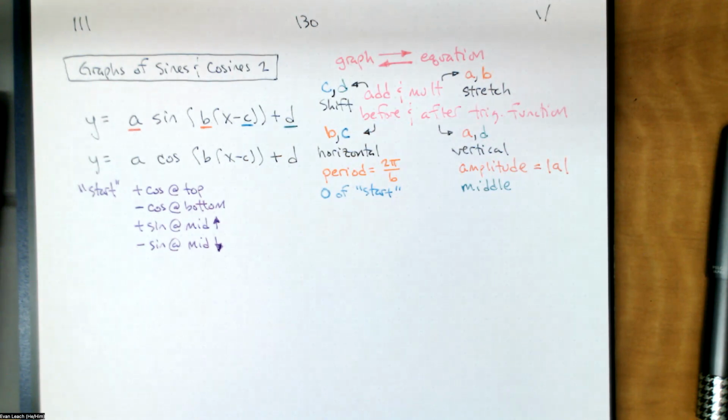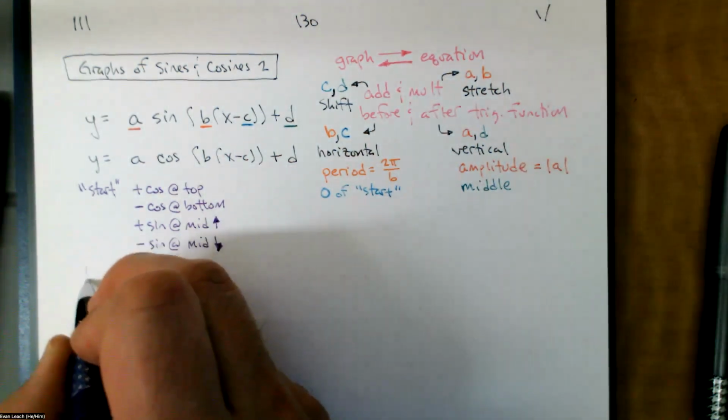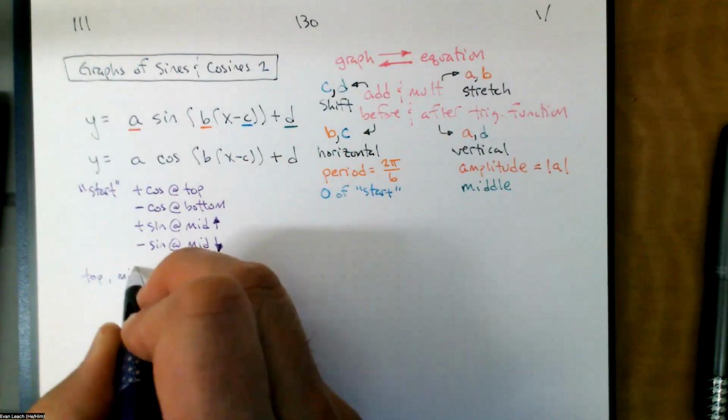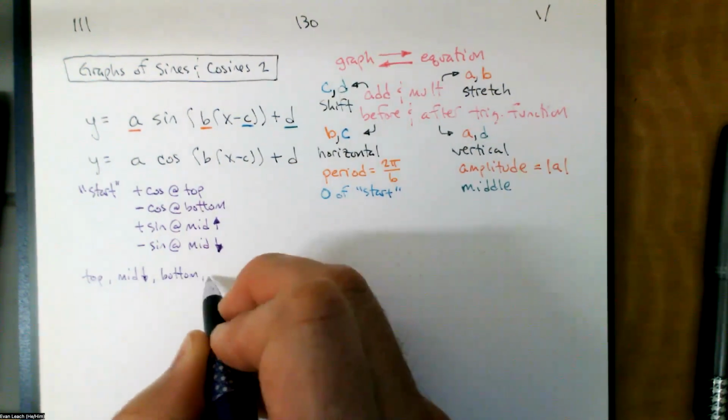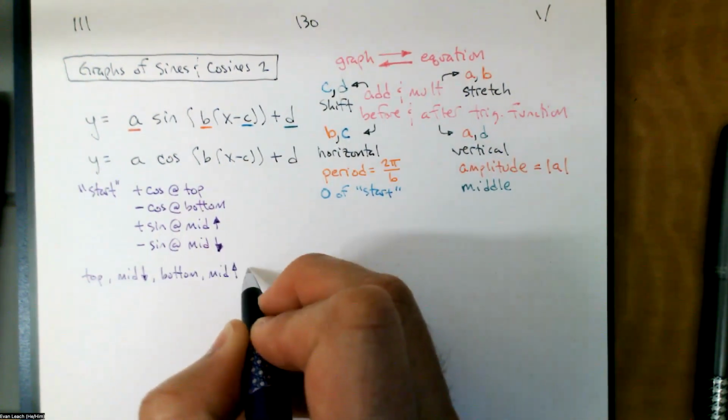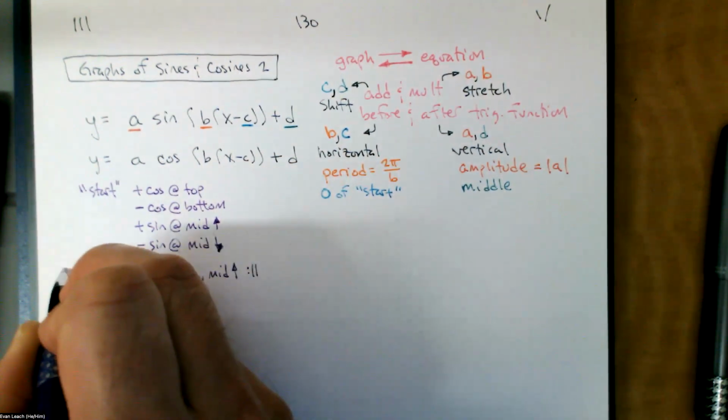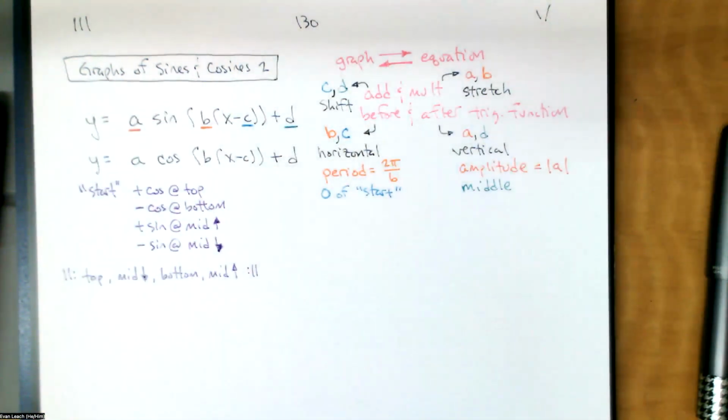So the things that we're going to want to figure out are the amplitude and where the middle is, that's the vertical stuff. Once we have the amplitude and the middle, that'll tell us where the top and the bottom are going to be. We're also going to want to calculate the period and then figure out where we're going to start, what the zero value of the start is and what the point of the start is. Remember that the sequence of starting points is top, the middle going down, then the bottom, and then the middle going up. And then this just repeats forever and ever, no coda.